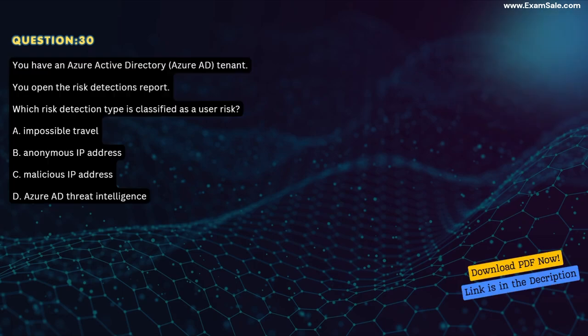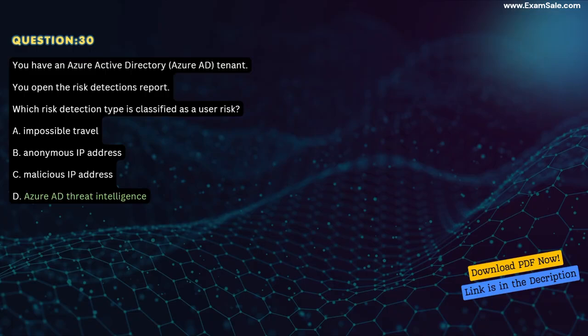Question 30. You have an Azure Active Directory (Azure AD) tenant. You open the Risk Detections report. Which risk detection type is classified as a user risk? A. Impossible travel. B. Anonymous IP address. C. Malicious IP address. D. Azure AD Threat Intelligence. Correct answer, D.